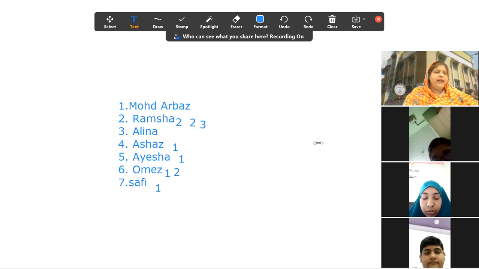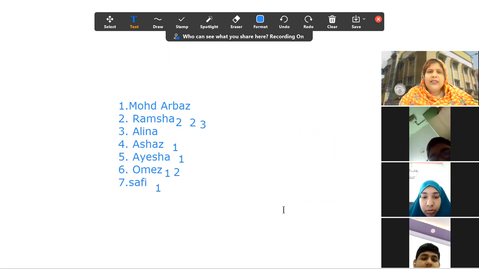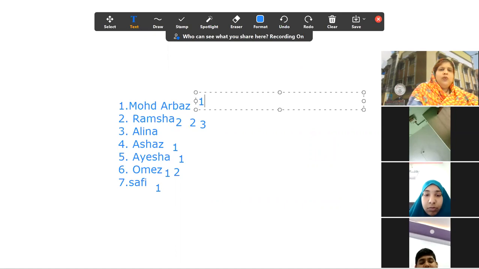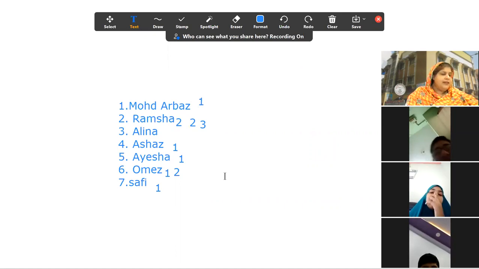Where do the superior and inferior vena cava open? Asha says left atrium. Okay. Right atrium, Arbaz. Yes, right atrium, Aisha. And Arbaz is right atrium. So this is the right answer.